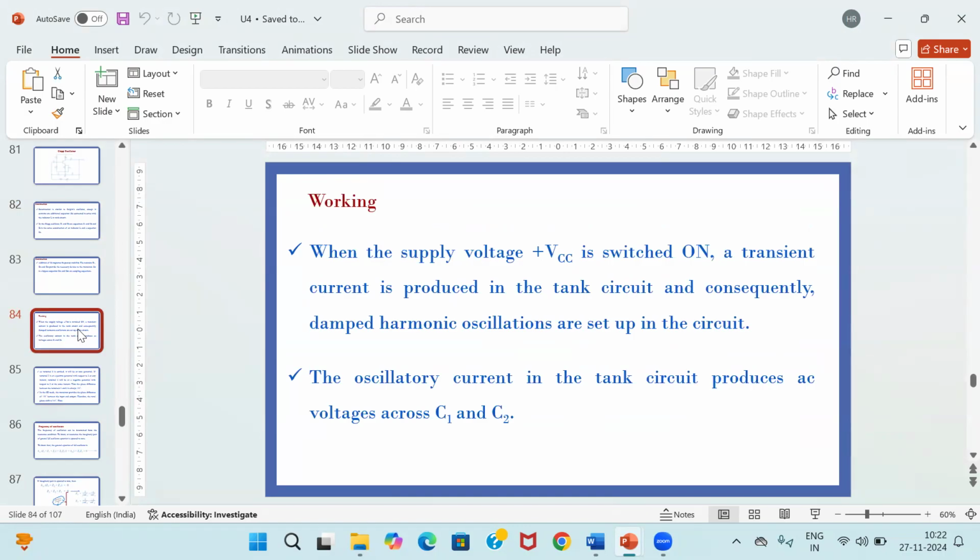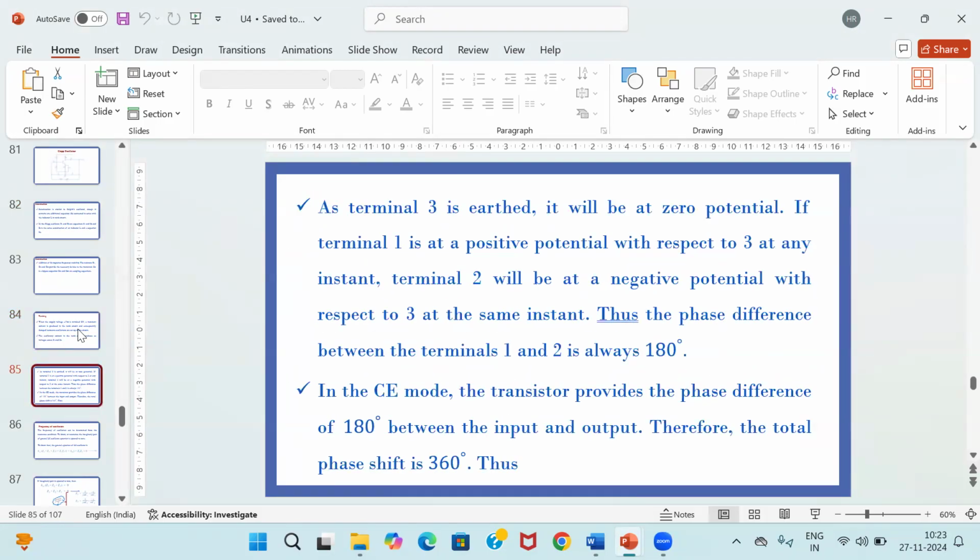Now the working: how is it going to work when the supply voltage is switched on? Whenever you increase your DC voltage, a transient current is produced in the tank circuit, which leads to some oscillations in the circuit. This oscillatory current in the tank circuit produces an AC voltage across C1 and C2. Terminal 3 will be at zero potential. If terminal 1 is at a positive potential with respect to 3 at any instant, terminal 2 will be at negative potential with respect to 3 at the same instant.